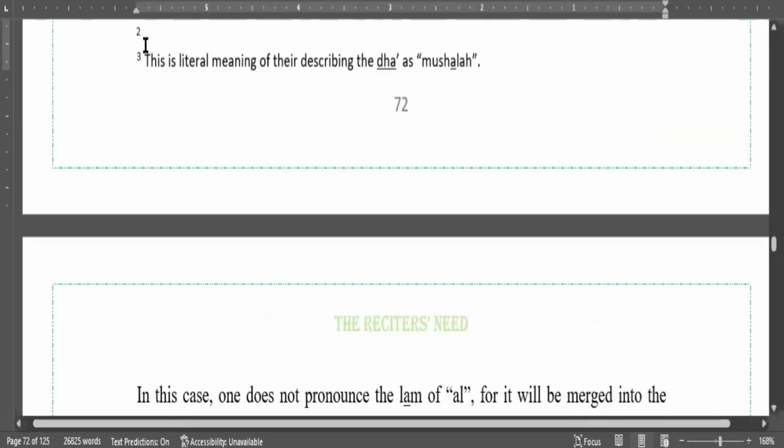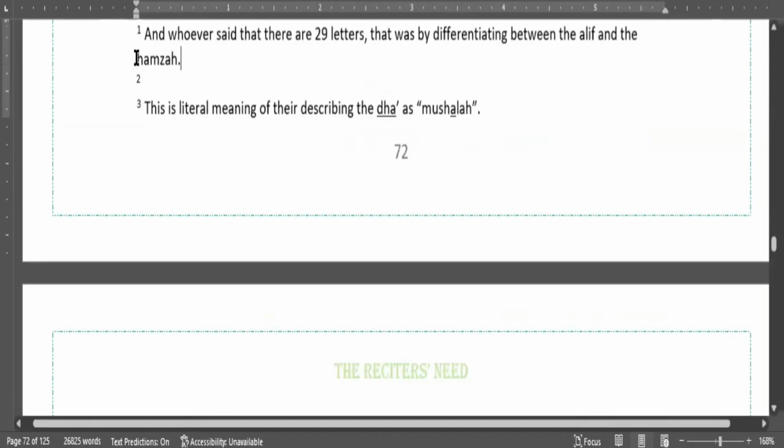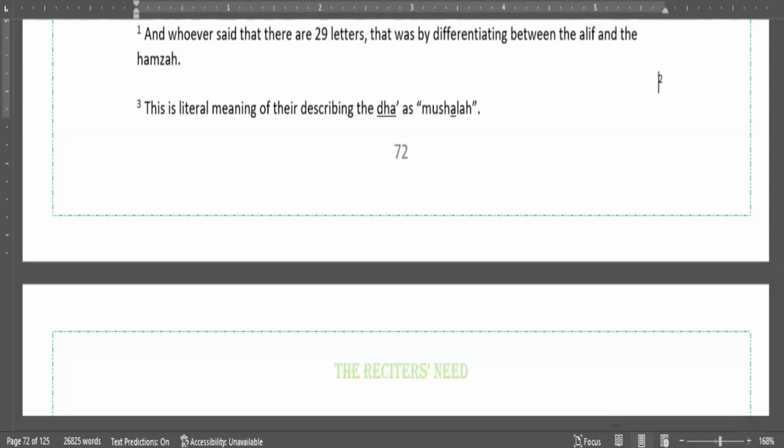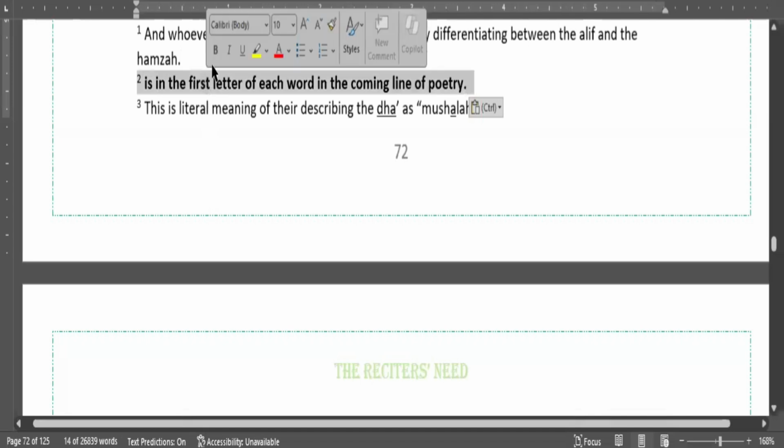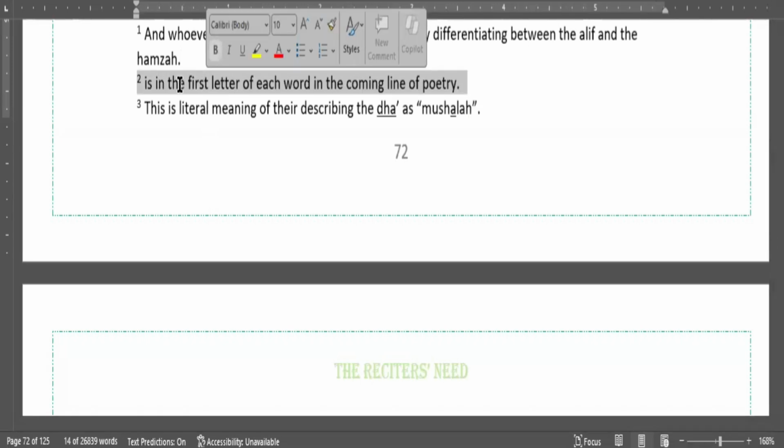That's odd. The cursor doesn't want to go on the other side here. MashaAllah, that's ajib. Oh, okay, I see. Sorry about that. Alhamdulillah. Okay.